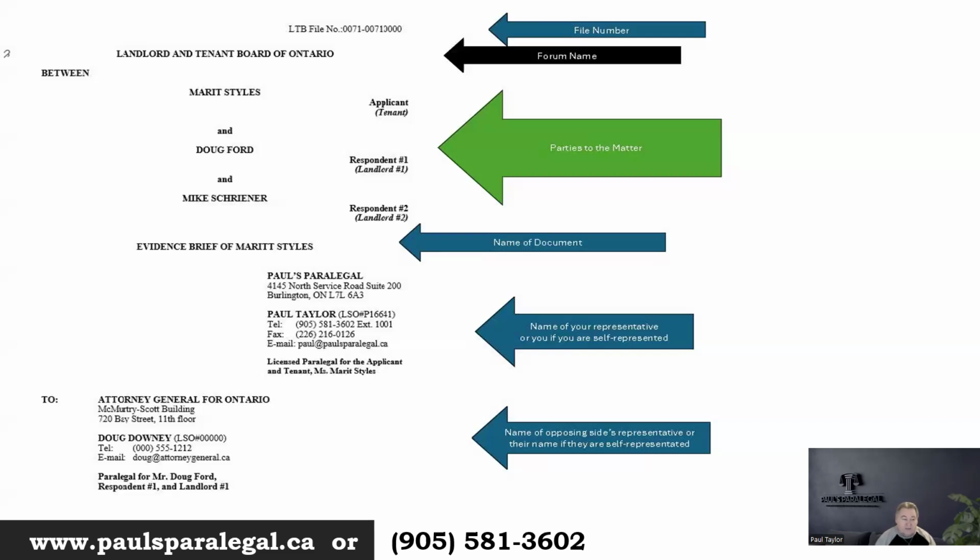Then next is the name of the document, being evidence brief, and who it is. You can state evidence brief of the person's name and then their title. If you've noticed here on this document, I picked politicians of different political parties, the leaders, just to make it a bit more fun. This is not a real case in any way, so please don't think it is.